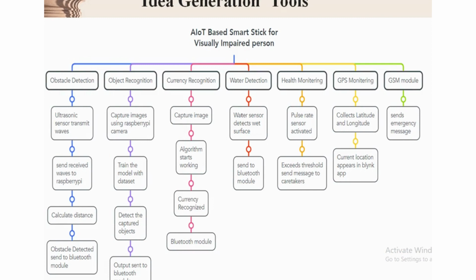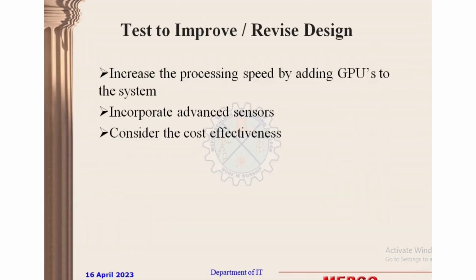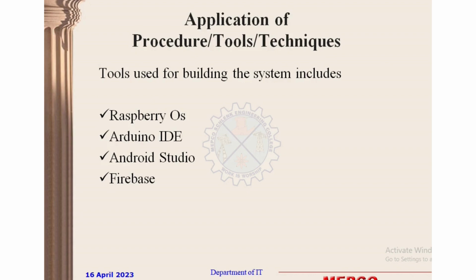For the idea generation of the project, the main modules are obstacle detection, object recognition, currency recognition, water detection, health monitoring, GPS monitoring and GSM module. We can improve the revised design of the project by adding GPUs to increase the speed of the project, and we can incorporate advanced sensors like infrared sensors instead of ultrasonic sensors, and we can consider the cost effectiveness by reducing the cost of the project.